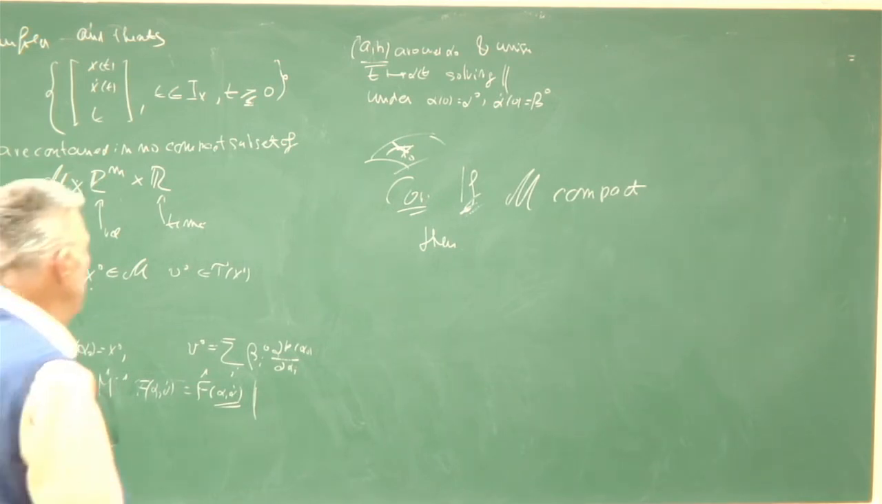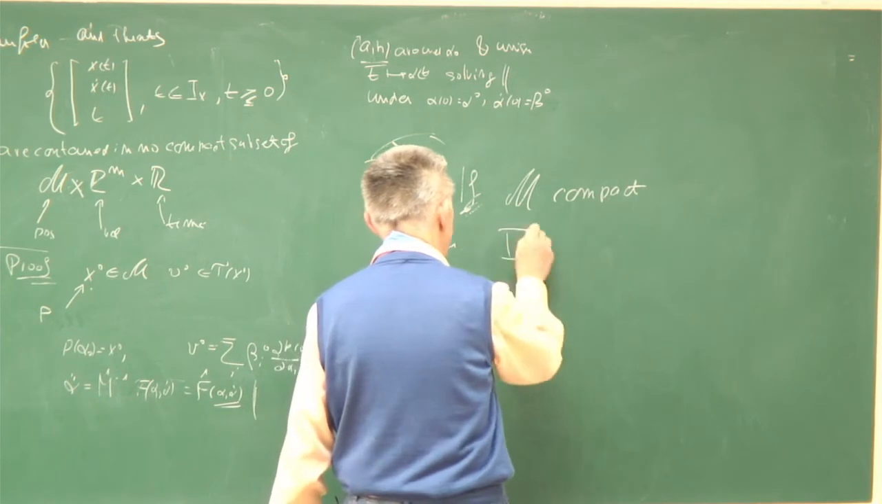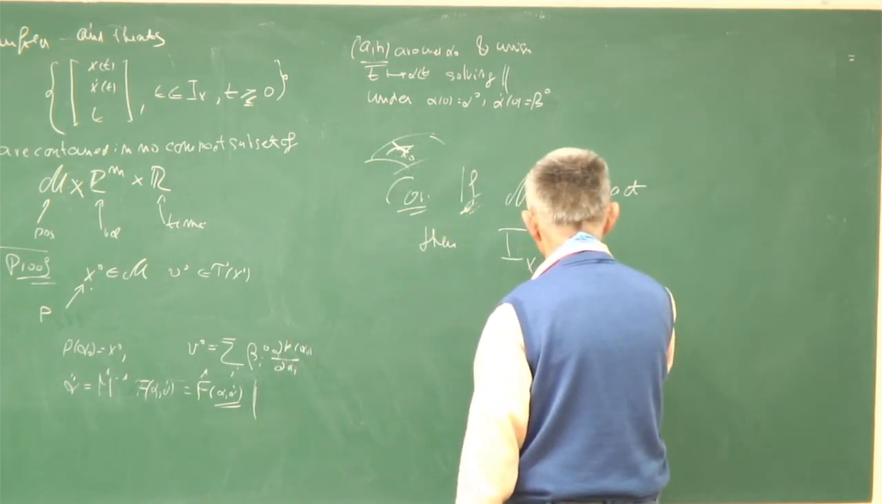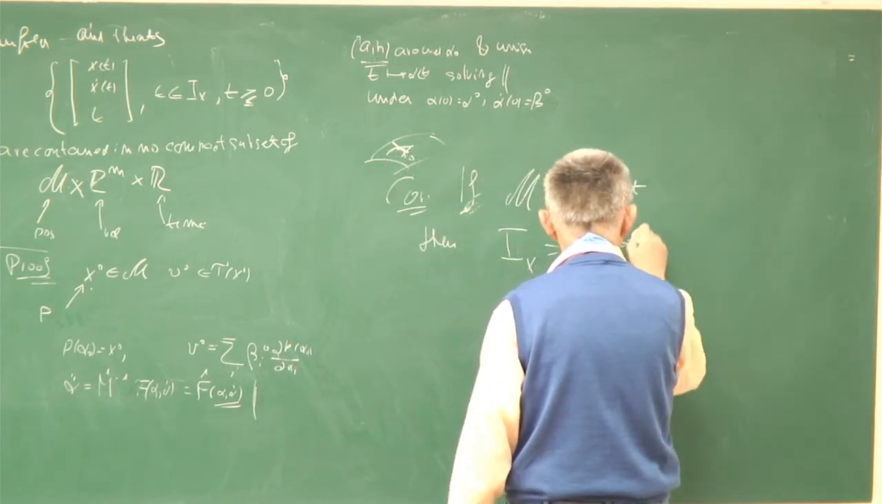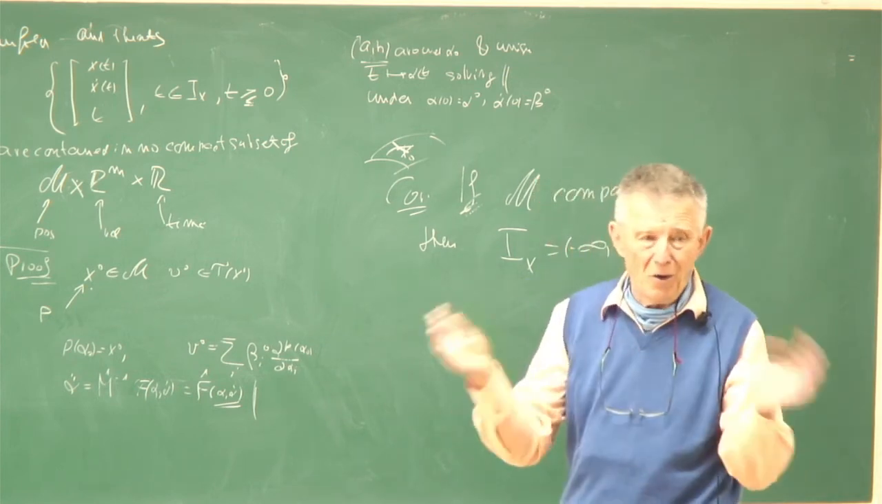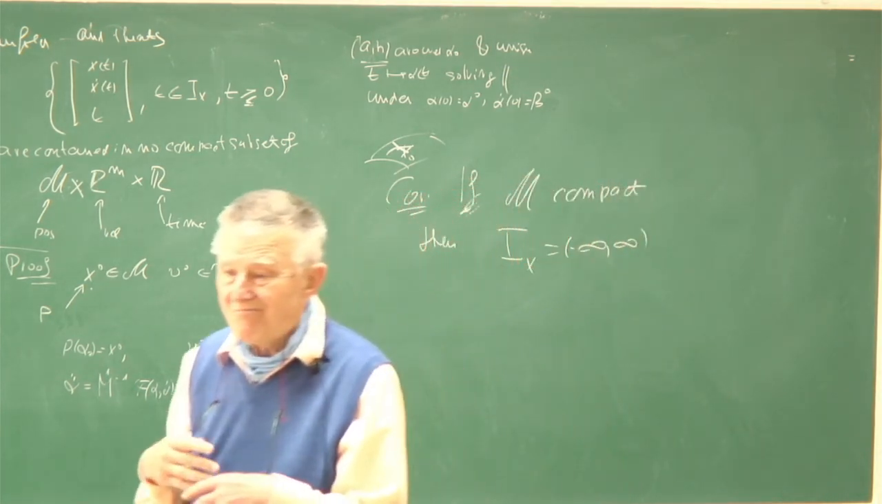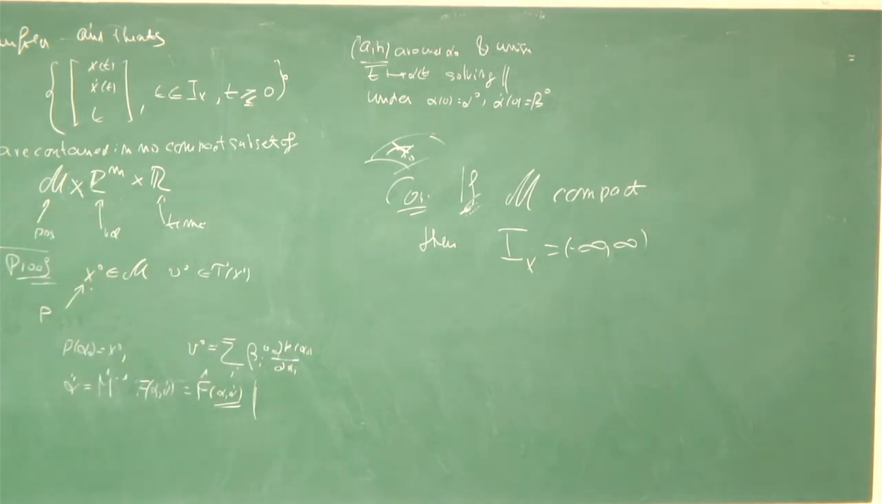Then the definition interval of x is equal to minus infinity to plus infinity. On any compact manifold and any smooth force you can imagine, the movement takes the whole time, back and forwards. Why? Well, because of this. This stays compact, and now this must be not compact. That means it should go to infinity.